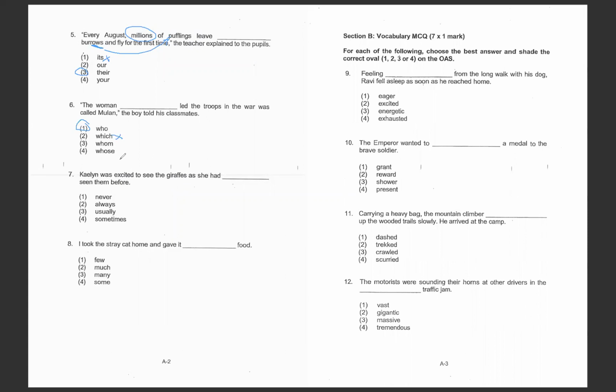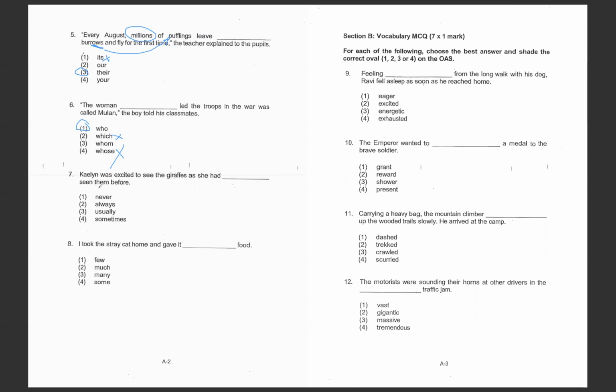"Whose" is normally for belonging to, so you don't use "whose". "Whom" is normally used like, with whom am I speaking, or to whom this may concern. There is "to whom" and "with whom", but this case is "the woman who". So you are referring to Mulan, who, so it's a woman. So that's why it's option 1.